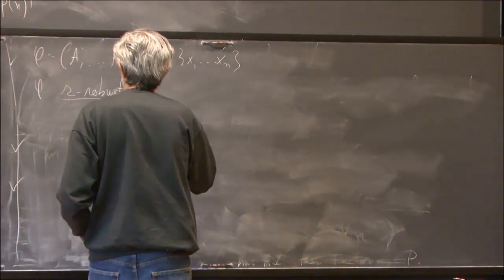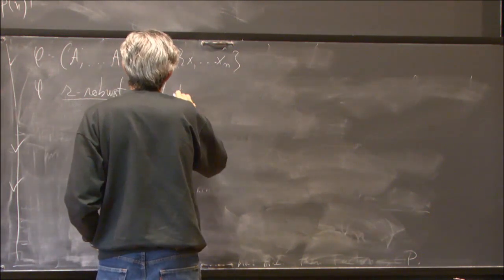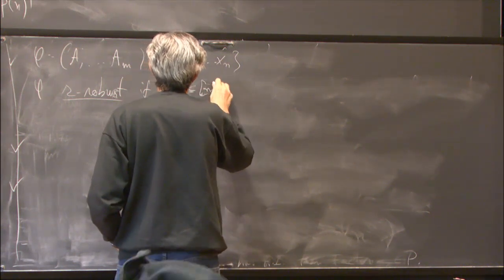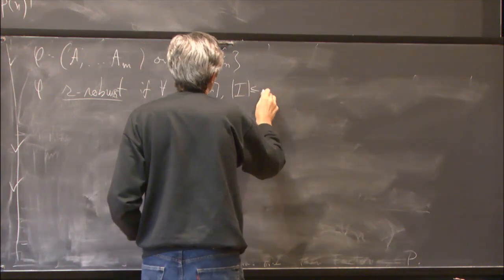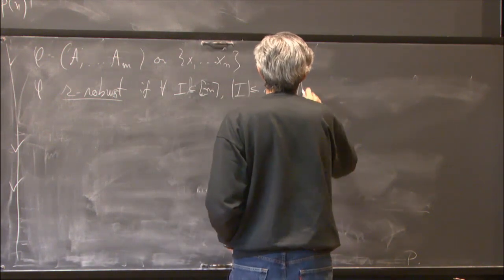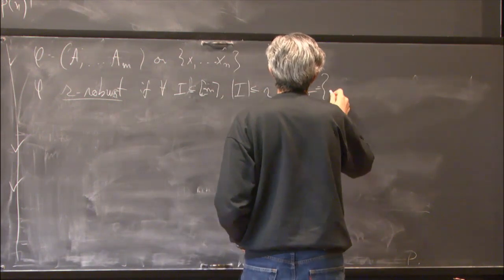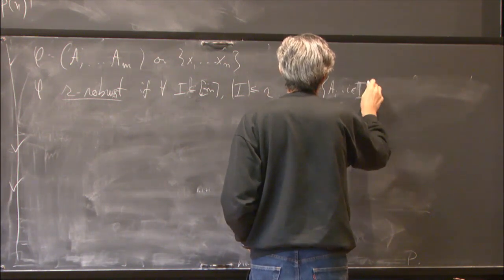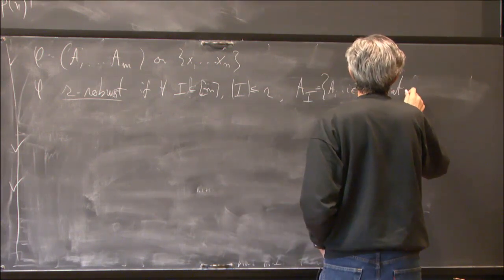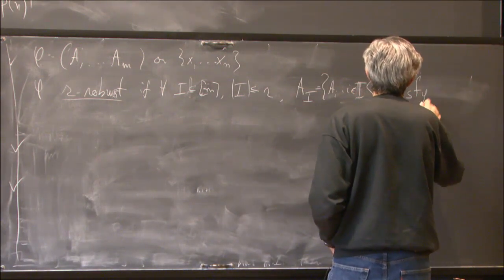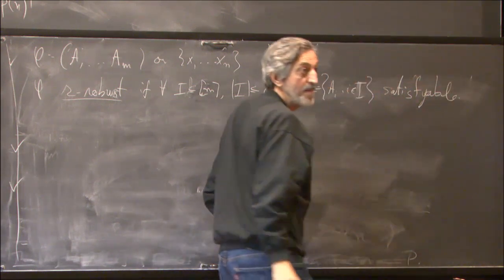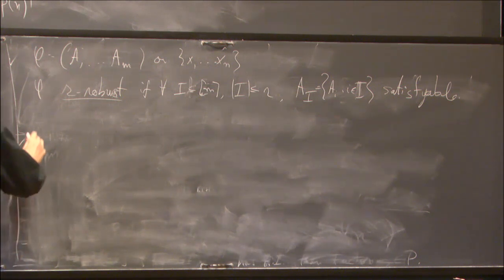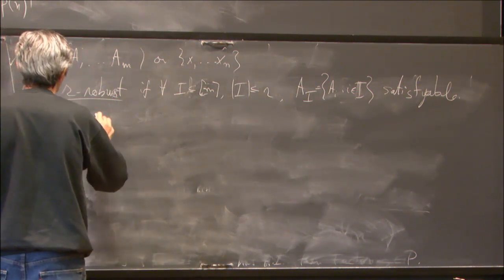So R-robust if for every subset I of M, with I at most R, let me call it A sub I, which is just the A sub i for i in I, is satisfiable. Okay? So we want R to be big. Okay, that's R-robust, and the other one is that it's R-expanding.